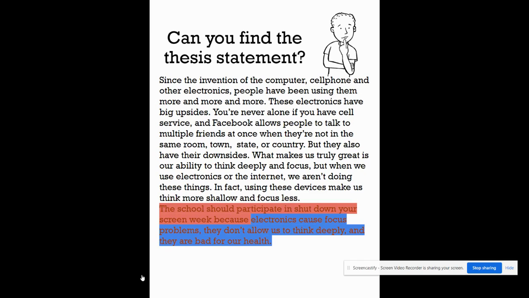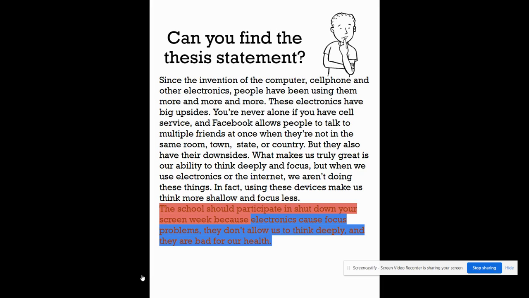So, let's see if we can find the thesis statement. I want you to follow along as I read it. Since the invention of the computer, cell phone, and other electronics, people have been using them more and more and more. These electronics have big upsides. You're never alone if you have cell service. And Facebook allows people to talk to multiple friends at once when they're not in the same room, town, state, or country. But they also have their downsides.